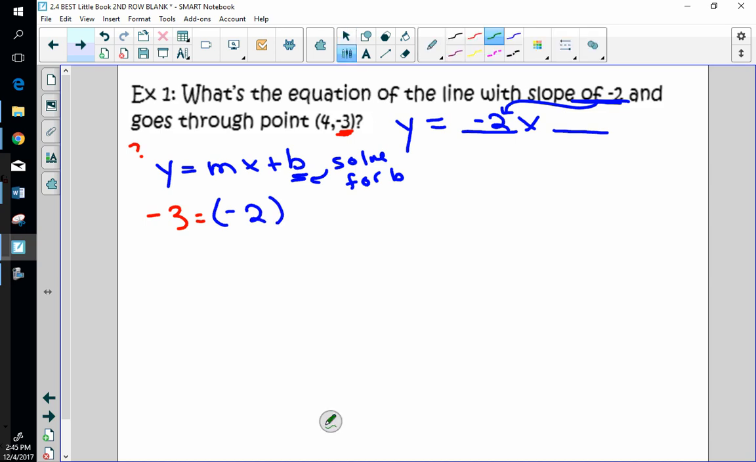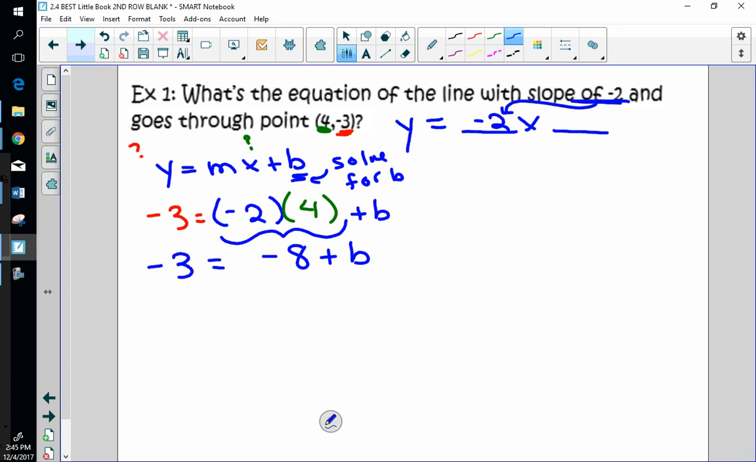What are we going to put in for x? We're going to put in the x coordinate that was given to us. And the b, that's what we're trying to find. We're going to fill him into the blank. Okay, so let's solve this for b. The first thing you would do would be to multiply these two numbers. -2 times 4 is -8. And just recopy everything else. Recopy your plus b, recopy your equals, recopy your -3.